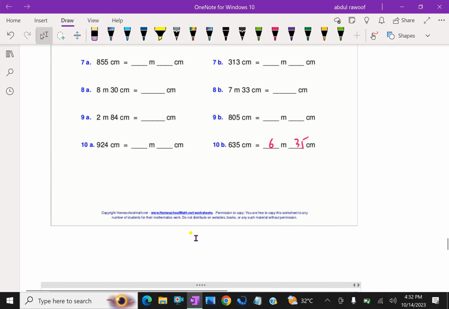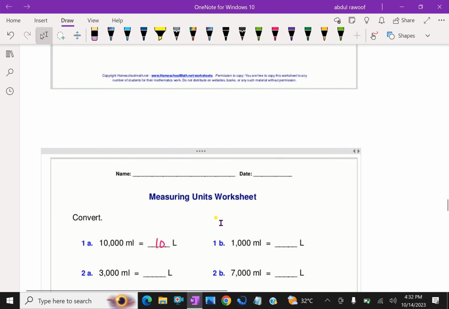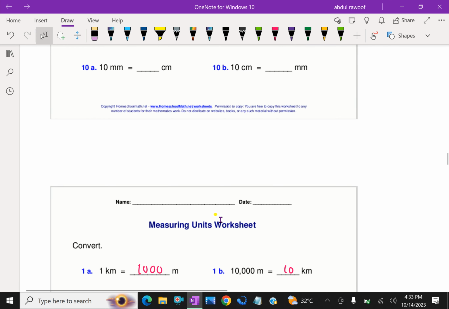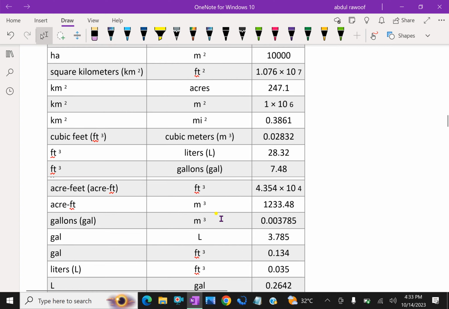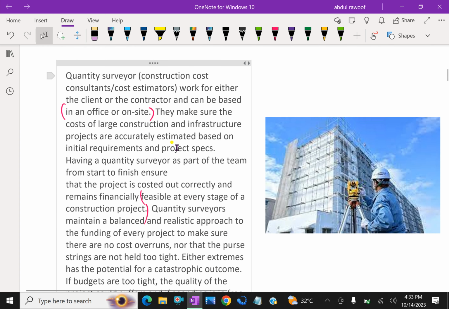So far we discussed unit conversion in length, area and volume, as well as the introduction of quantity surveying and how it is done. The first basic thing is you have to understand how to convert units from one to another by using conversion factors.